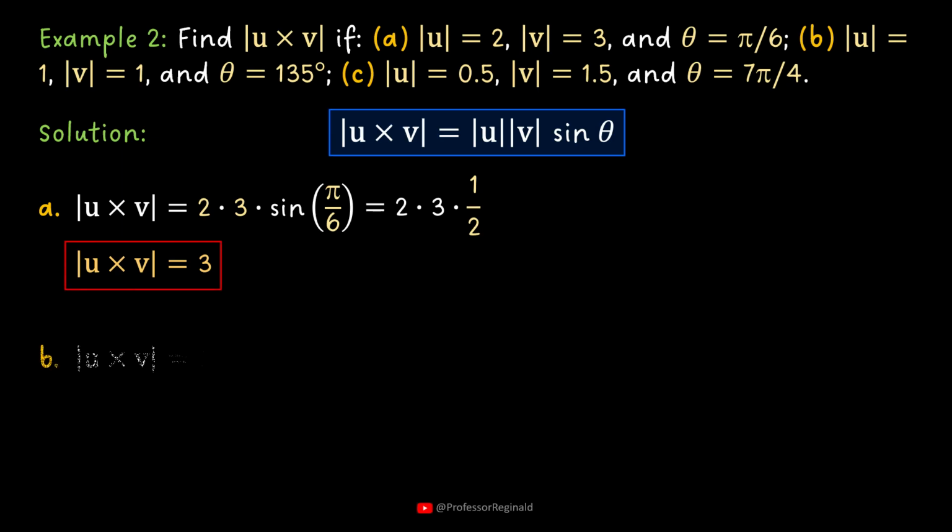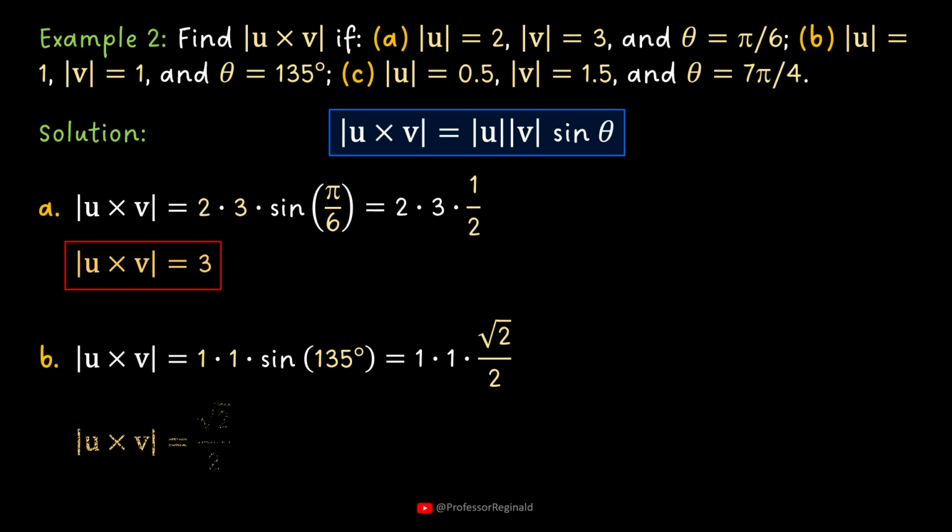B. Substitute the norm of u as 1, the norm of v as 1, and theta as 135 degrees. Thus, the norm of the cross product is square root of 2 all over 2. The formula works whether the angle is in radians or in degrees, as long as the calculator is set at the correct mode.